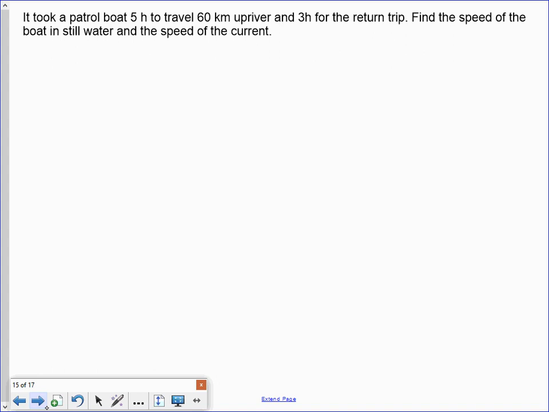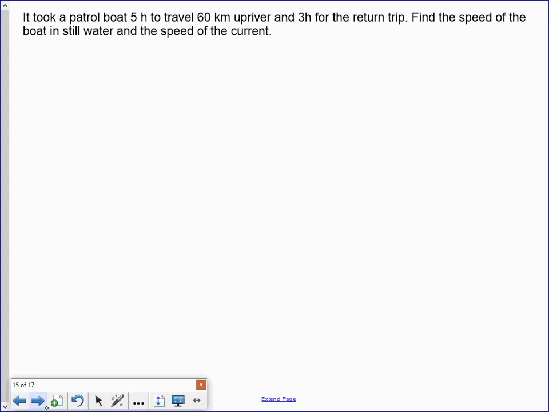Our final question in this lesson. So this one is very similar to the last one. In the last one, we had a plane that was flying either with the wind or against the wind. In this one, we have a boat that is either traveling with the current or against the current. So it took a patrol boat 5 hours to travel 60 kilometers upriver and 3 hours for the return trip. Find the speed of the boat in still water and the speed of the current.